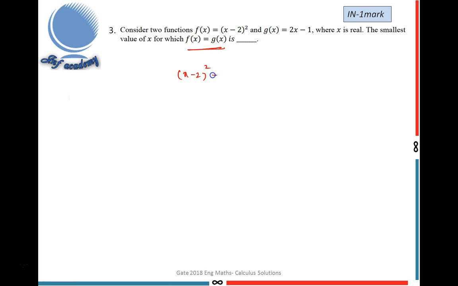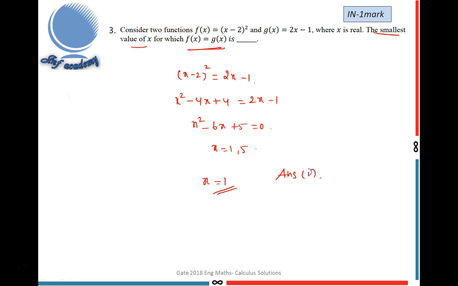First give the condition f of x equal to g of x. So x minus 2 whole square equal to 2x minus 1. Here I solve this equation. X minus 2 whole square is x square minus 4x plus 4 equal to 2x minus 1. So finally I got x square minus 6x plus 5 equal to 0. I solve this equation. I got x equal to 1 and 5. So the values of x for which f of x equal to g of x are 1 and 5. Here we need the smallest value of x, so the smallest value of x equal to 1. Answer is 1. This is the final answer.